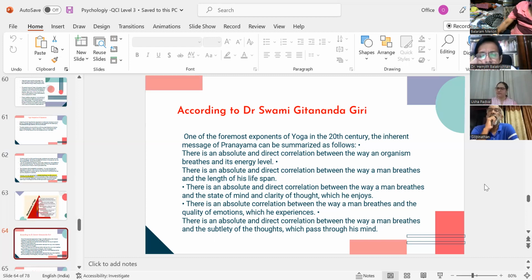One of the foremost exponents of yoga in the 20th century, the inherent message of pranayam can be summarized as follows. There is an absolute and direct correlation between the way an organism breathes and its energy levels. There is an absolute and direct correlation between the way a man breathes and the length of his lifespan.